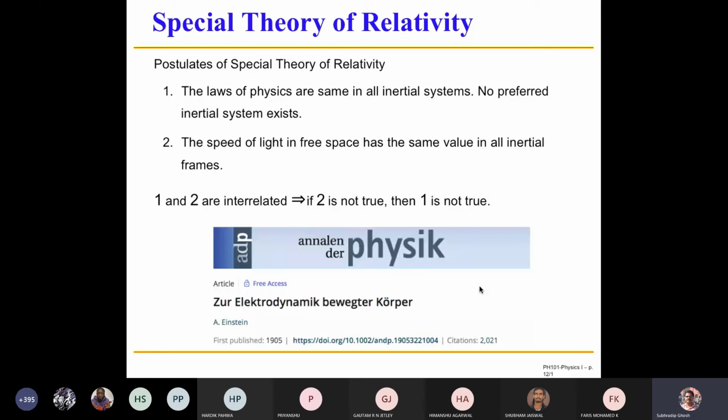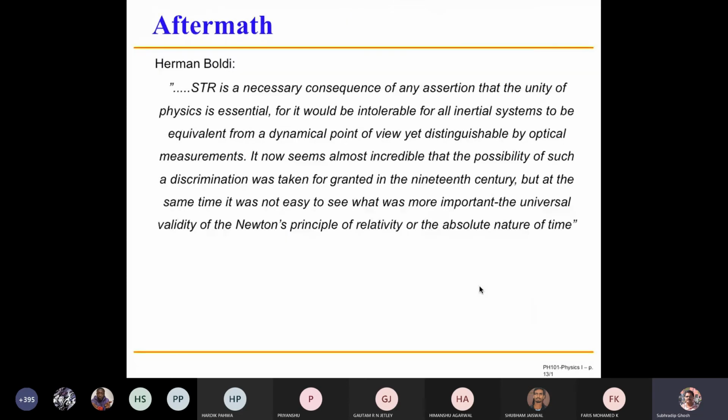And of course, there were resistances. Ideologically, people were finding it very difficult to accept it. So Hermann Bondi, in this context, made a very interesting comment, which is worth noting. What he said, and here I am quoting, is that the special theory of relativity is a necessary consequence of any assertion that the unity of physics is essential.